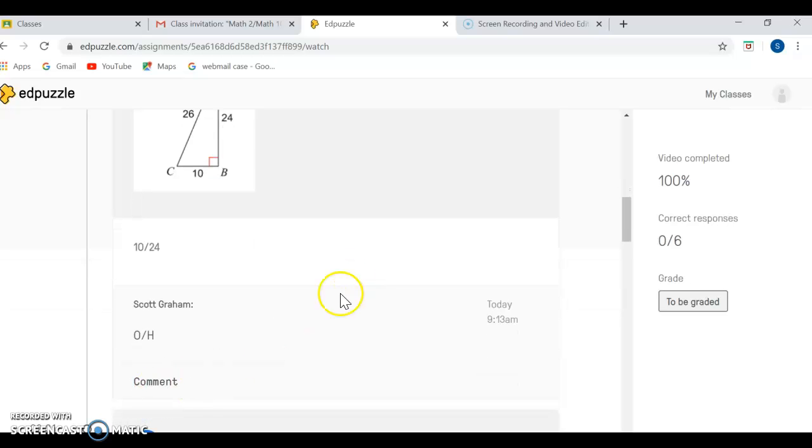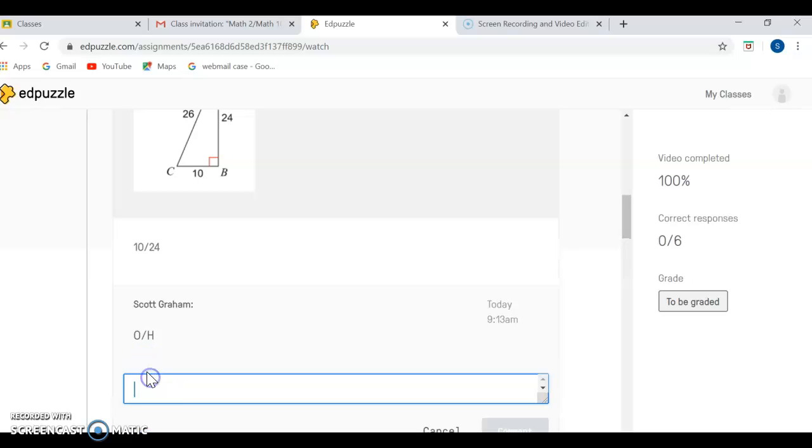So what you guys are going to do is what I'm looking for is for you guys to click on that comment and then type in the correct answer. So like in this case, it would be 10 over 26. Okay? And then you guys would click on comment again.